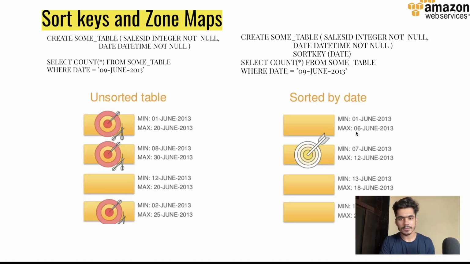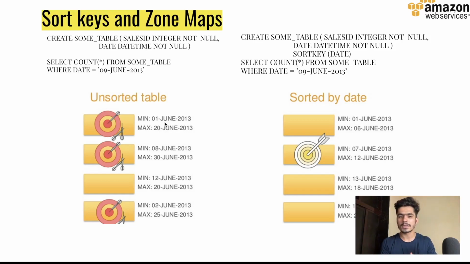So let's understand this in more detail. Over here we have a table which has two columns, sales ID and the date column. Now let's say I want to get the count by running this query: select star from some table where date is equal to 9 June 2013. In this case, if the data is not sorted, it will be stored something like this. In this chunk, the minimum value of the date is 1 June and the maximum value in this particular storage is 20 June. So it might have 9 June or it might not. It is not sorted properly.